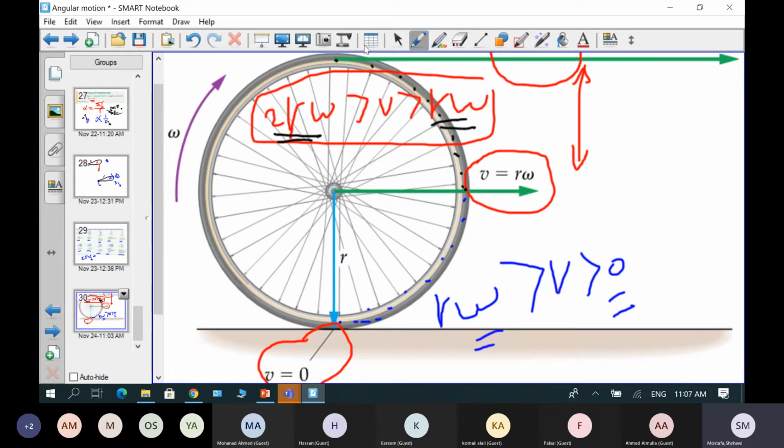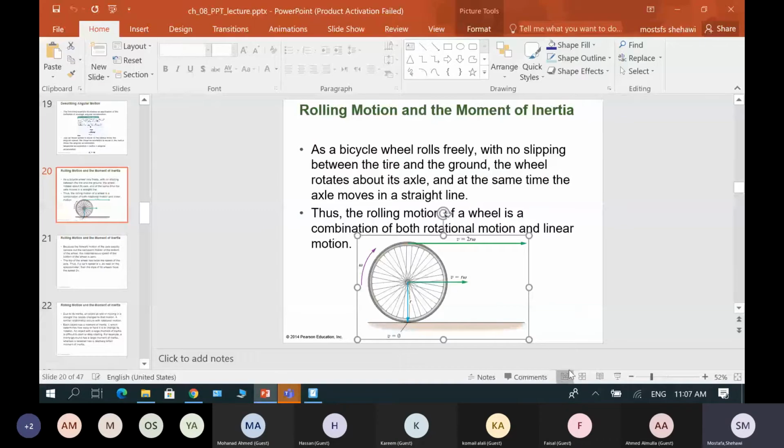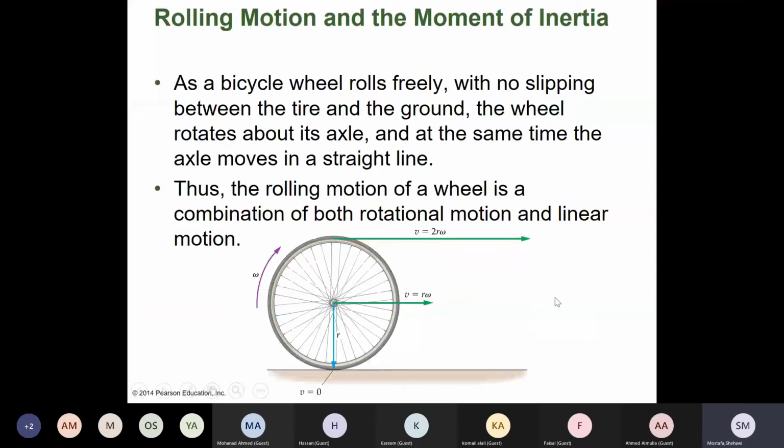Okay, guys? If we follow the point here on the edge, it will follow a cycloid, while the point here will follow a constant velocity. Physics, guys, you have to understand this. So let's continue. We have explained what the rolling motion means, and we have explained the cycloid motion of the edge of rolling motion. And we have said that rolling motion is a combination between rotational motion and linear motion. The rolling motion of a wheel is the combination of both rotational motion and linear motion. I think that you have understood this right now.